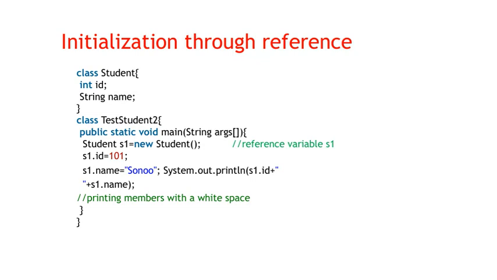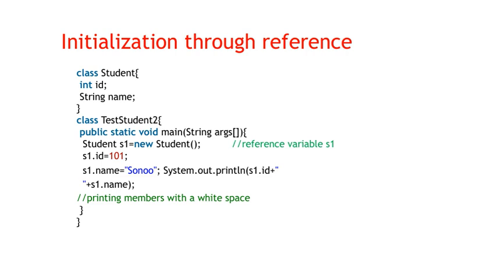All right, let's look at how we initialize objects through references. In this example, we have a class called student, which has two members, id and name. Then, in the TestStudent2 class, we create a new student object using the statement Student s1 = new Student(). Here, s1 is a reference variable that points to this newly created student object. When we write s1.id = 101 and s1.name = "Sanu", we're assigning values to the members of that object through the reference s1.